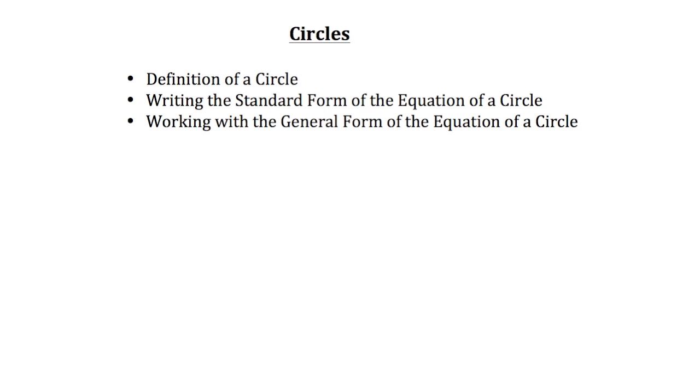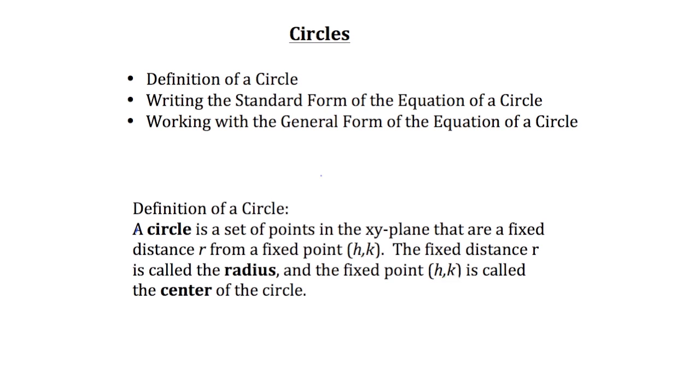First, the definition of a circle. A definition of a circle states that a circle is a set of points in the xy plane that are a fixed distance r from a fixed point (h, k). The fixed distance r is called the radius, and the fixed point (h, k) is called the center of the circle.